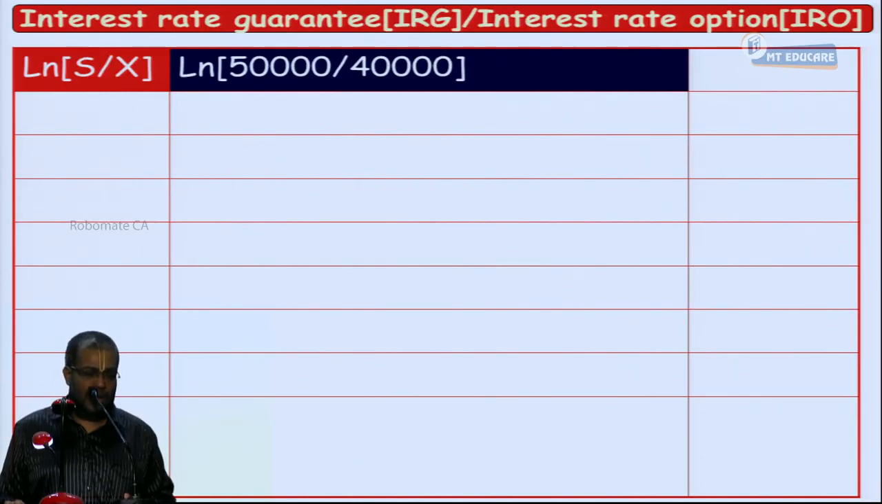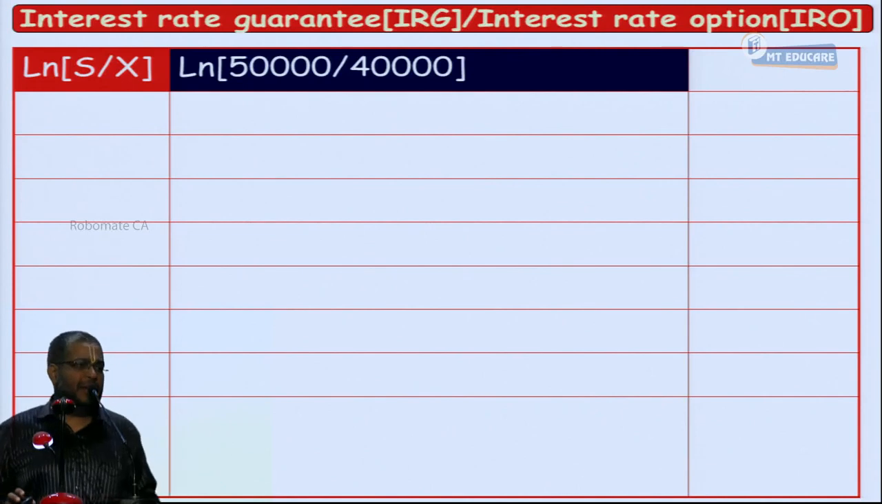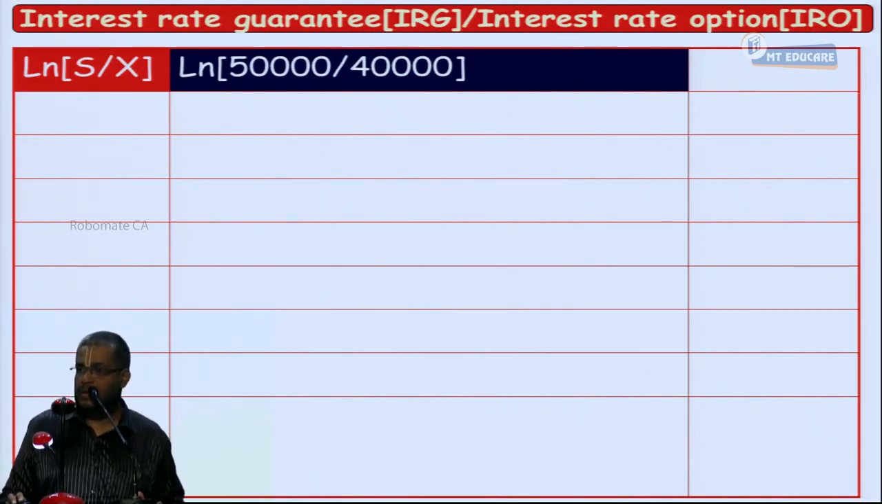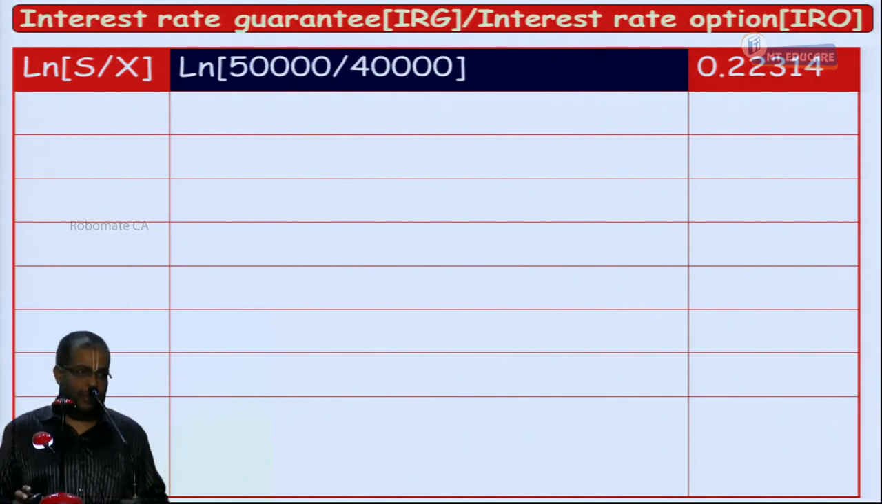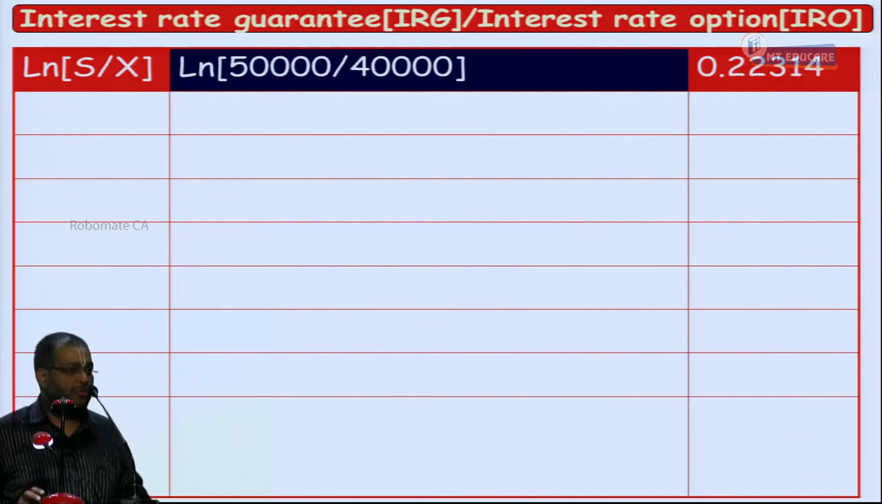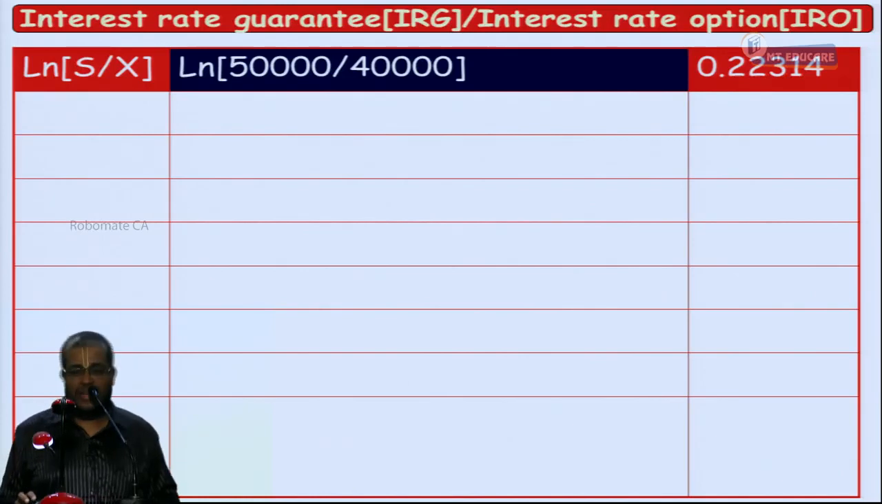I think you will be having only 1.2, 1.3, etc. Round off and tell me the number for 1.25 in the workbook. ln of 1.25 is 0.22314. Respond yes or no. Next.